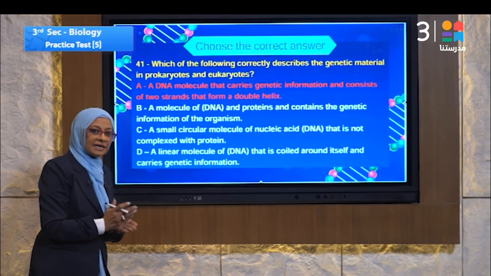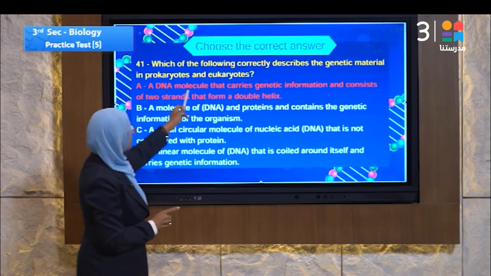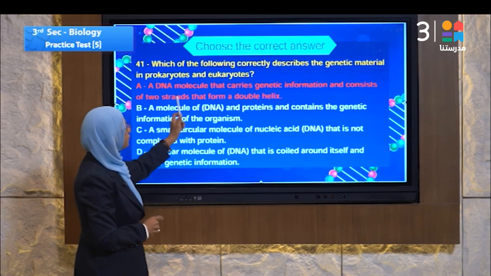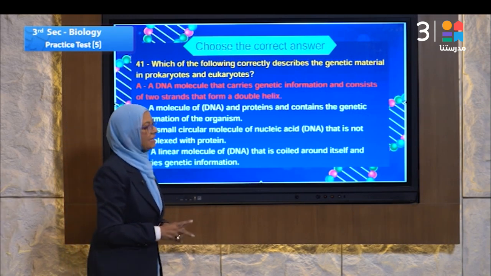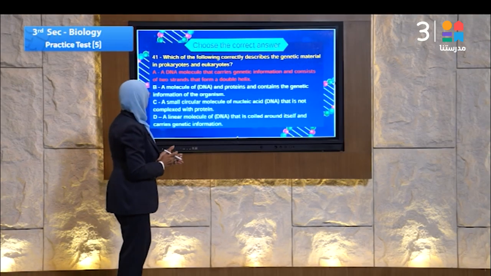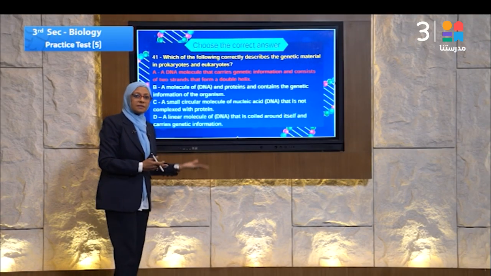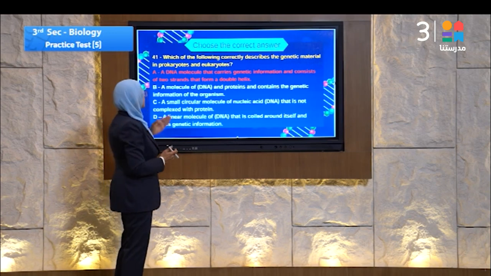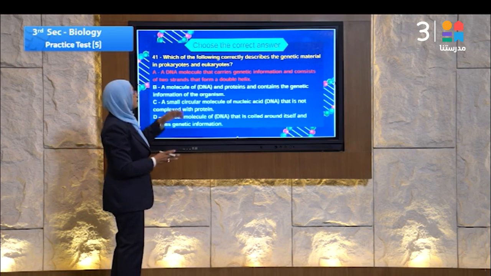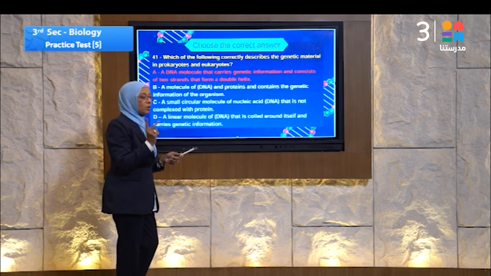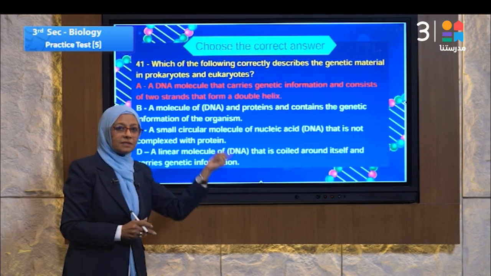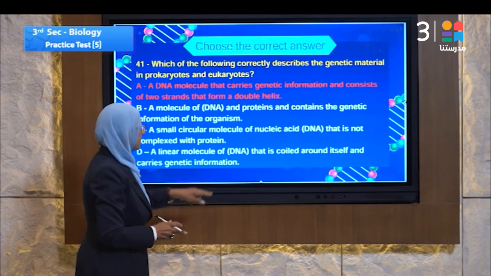A, let's read it again. A DNA molecule that carries genetic information and consists of two strands that form a double helix. Yes, that correctly describes the genetic material in prokaryotic and eukaryotic cells together. Carries genetic information, consists of two strands. They are DNA, both. Double helix, both. But the difference here is the nuclear membrane that surrounds it.